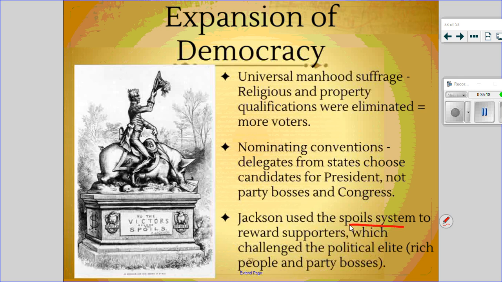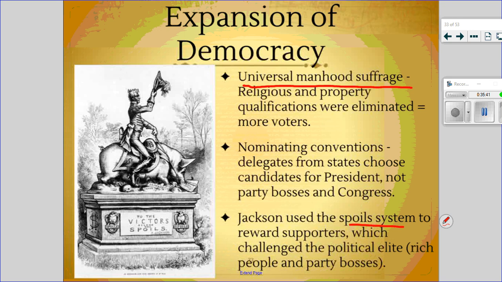It used to be you had the same people in those same cabinet seats. You would have the same Secretary of the Treasury through several presidents. Well, Jackson said, we're not going to do that anymore. We're going to challenge the political elite. We're going to get rid of those old office holders. And to the victor go the spoils. To the victor go the rewards.